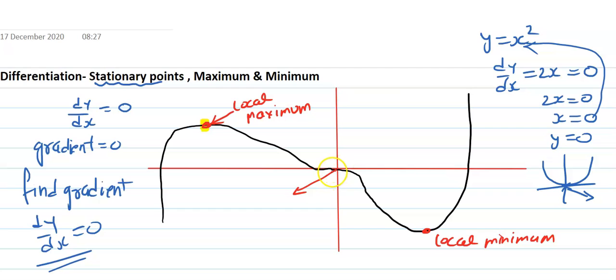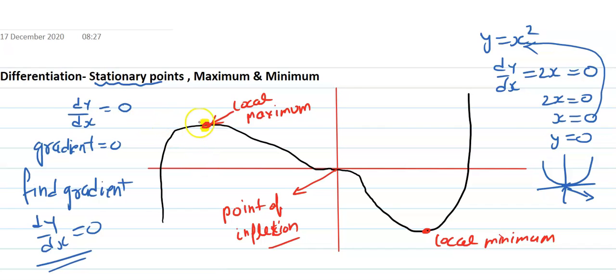Okay, and here this is called point of inflection. Yeah, when curve is flat and it is not showing any maximum point or minimum point, then we can say it is a point of inflection. So we can write down here point of inflection.